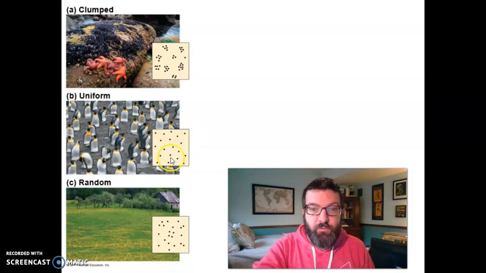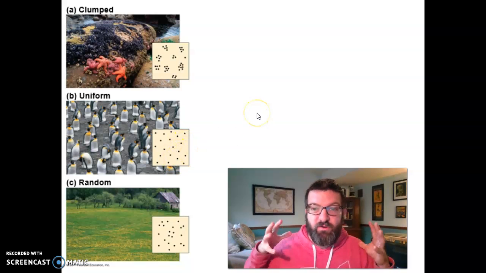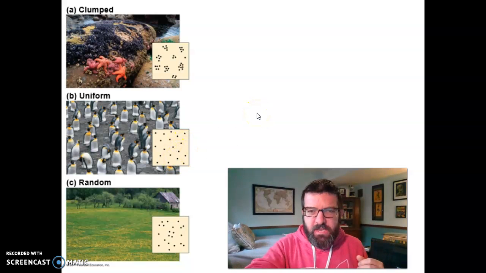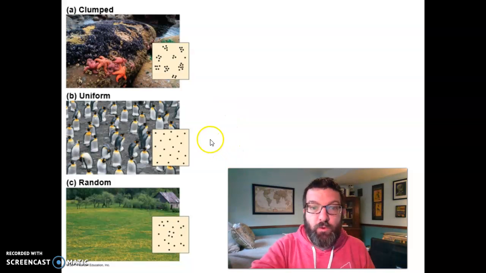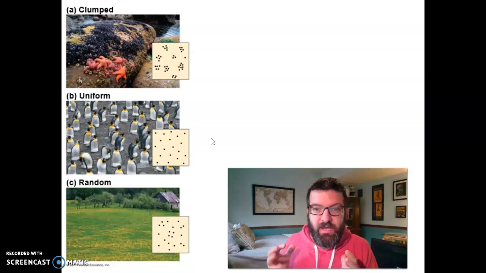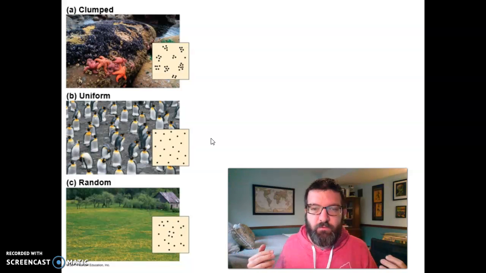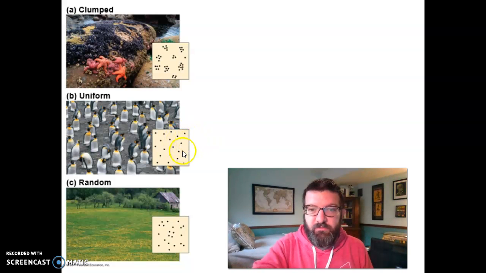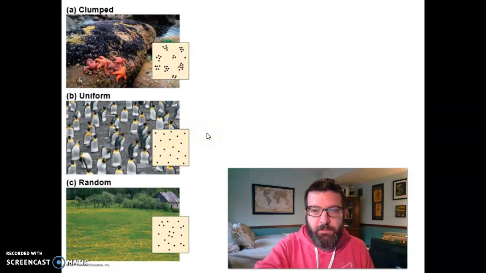Uniform distribution, where animals are very specifically separated from one another at very regular distances. This is usually found when organisms are territorial. So you can't get any closer than that because they'll fight you off. They're fighting for the resources in a territory. They also are not attracted to other individuals, right? So you have regular spacing when you have territoriality.